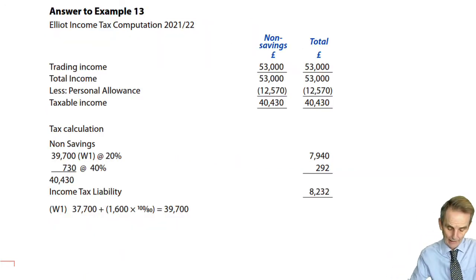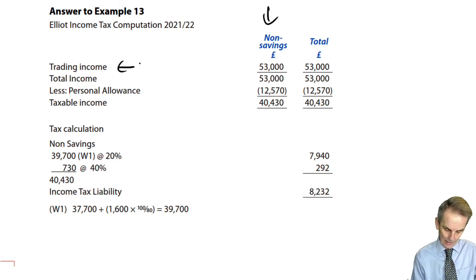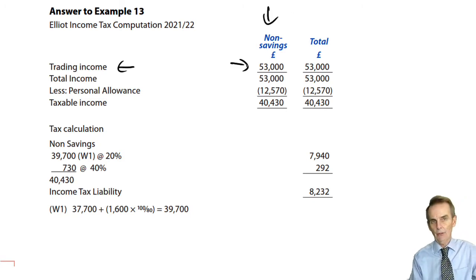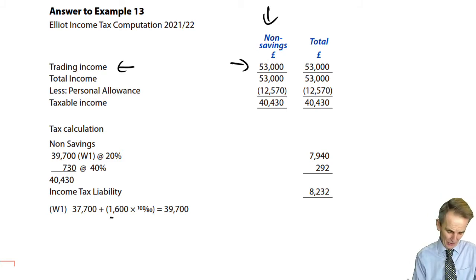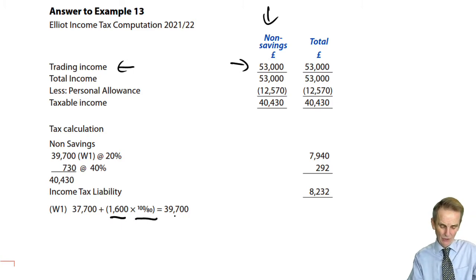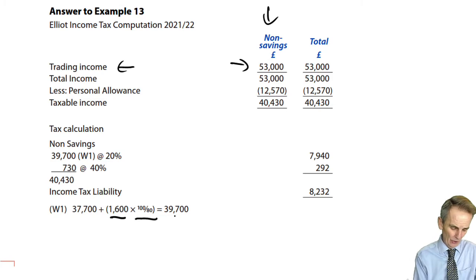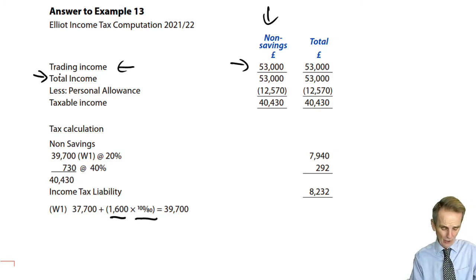Okay, let's see how we've dealt with Elliot, therefore. We've only got non-savings income. We know it's the trading income figure, and that is £53,000. There is no other source of income, and although indeed we do have the Gift Aid payment, an actual payment of £1,600, which of course was then times by 100 over 80 to give a gross figure of 2,000. That 2,000 gross Gift Aid payment does not impact on your figure of total income, nor indeed net income there. There's no deduction of it.